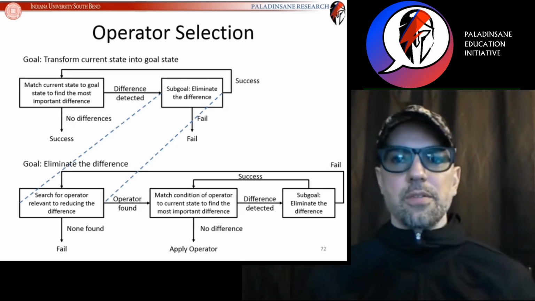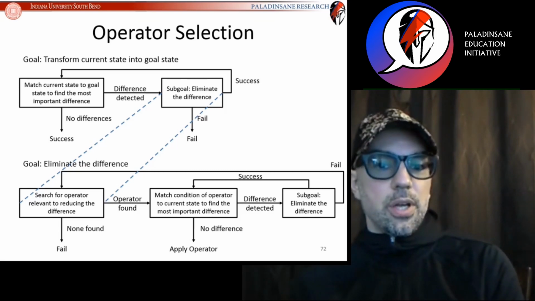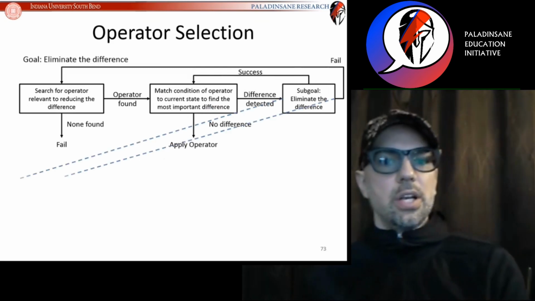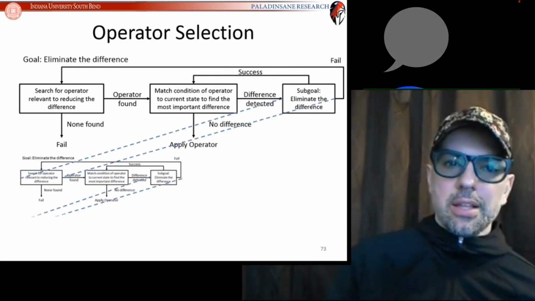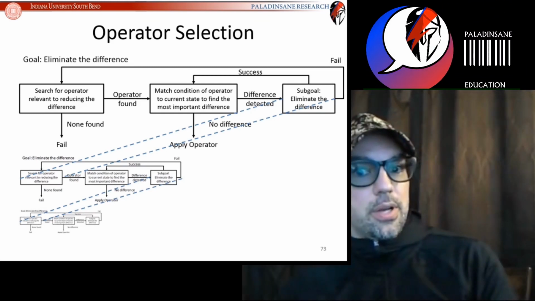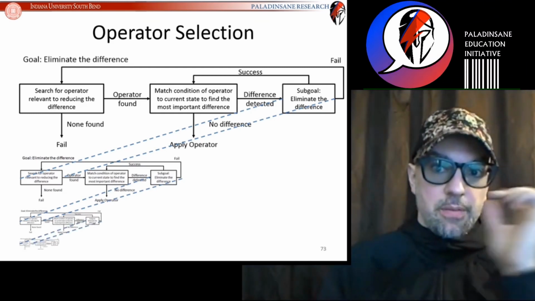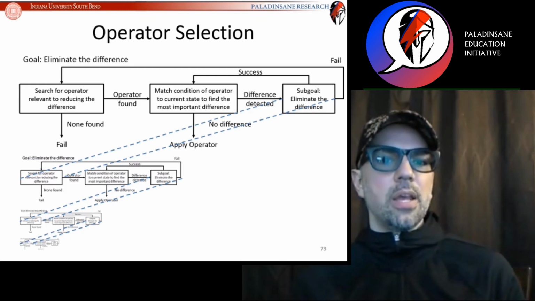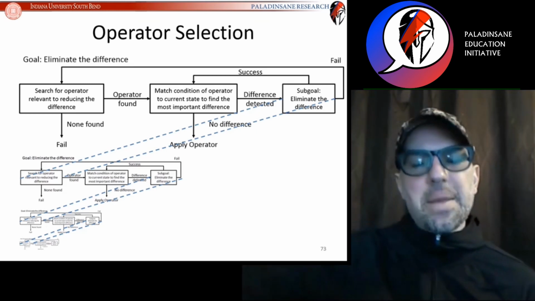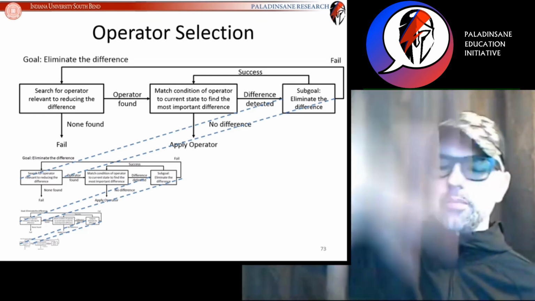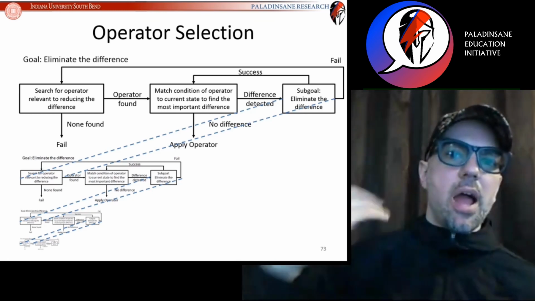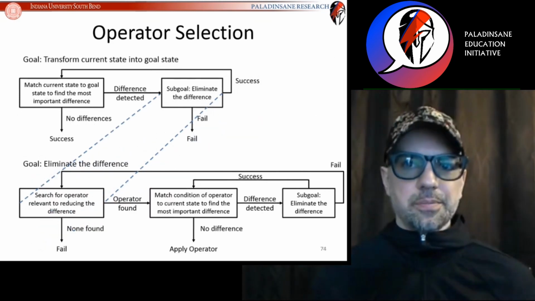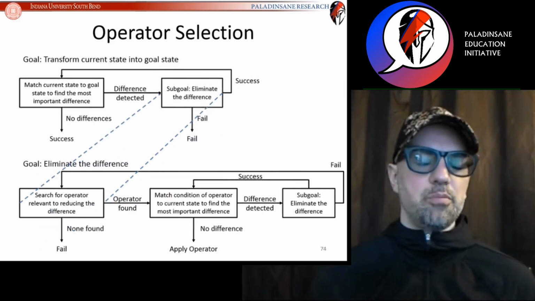So eliminating the difference of your initial sub-goal could lead you to another sub-goal. And then eliminating the difference of that sub-goal could lead you to another sub-goal, and so on, until finally you can eliminate the difference of the last sub-goal. And then once you have that, you go back up the entire hierarchy, and you're able to apply operators to solve each and every higher goal. All right, so that's the idea behind means-end analysis.